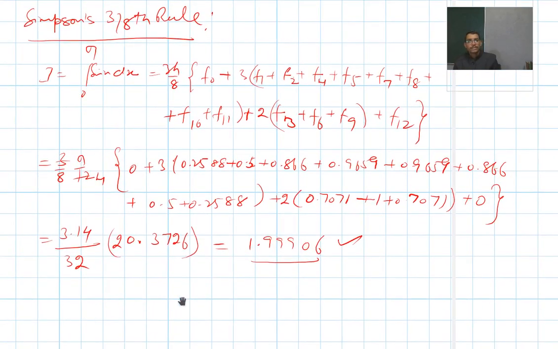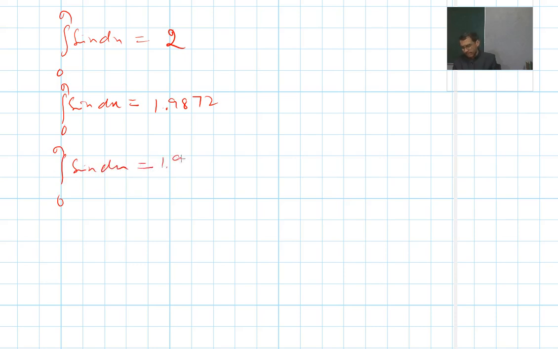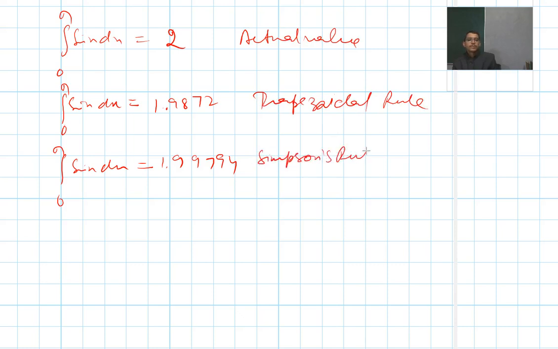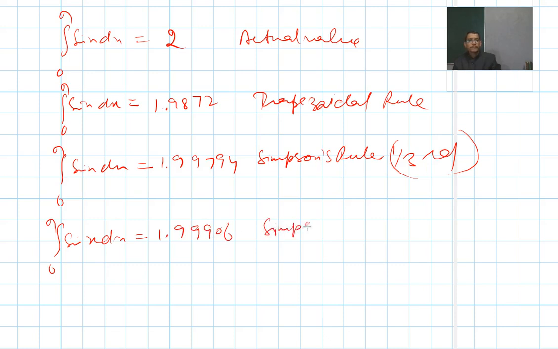Now let us compare all the results. So the actual value of the integral of sin x dx from 0 to pi is 2. The value from the trapezoidal rule comes out to be 1.9875. From Simpson's 1/3 rule, its value is 1.99794. And from Simpson's 3/8 rule, it is 1.99906.